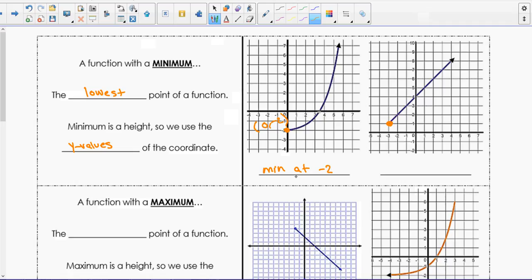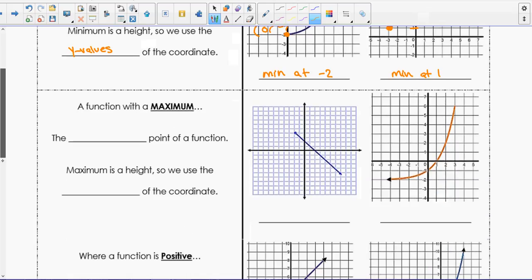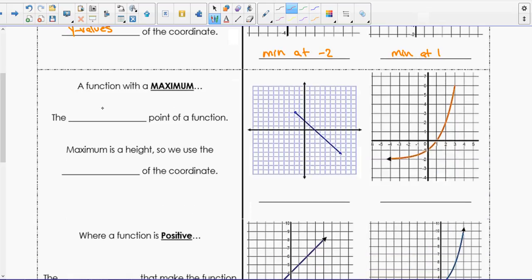Okay, this one, the last one was an equation. This one is just a value. The lowest height that it will reach is -2. This one is a min at, and you can see that this is your height right here, so it's a minimum at 1. On the other side, we could then have a maximum. So a maximum is the highest point of a function, and the maximum is a height, so we use, again, the y values. Minimum, maximum, or heights.